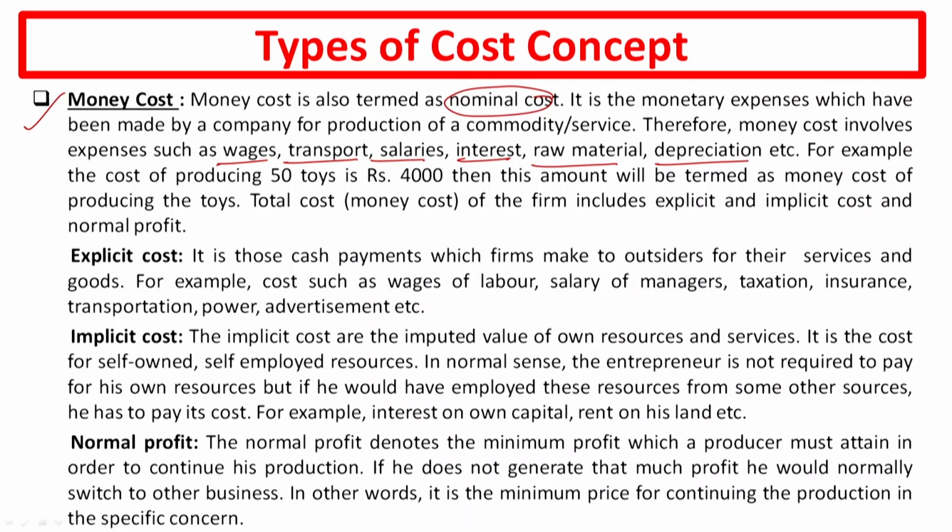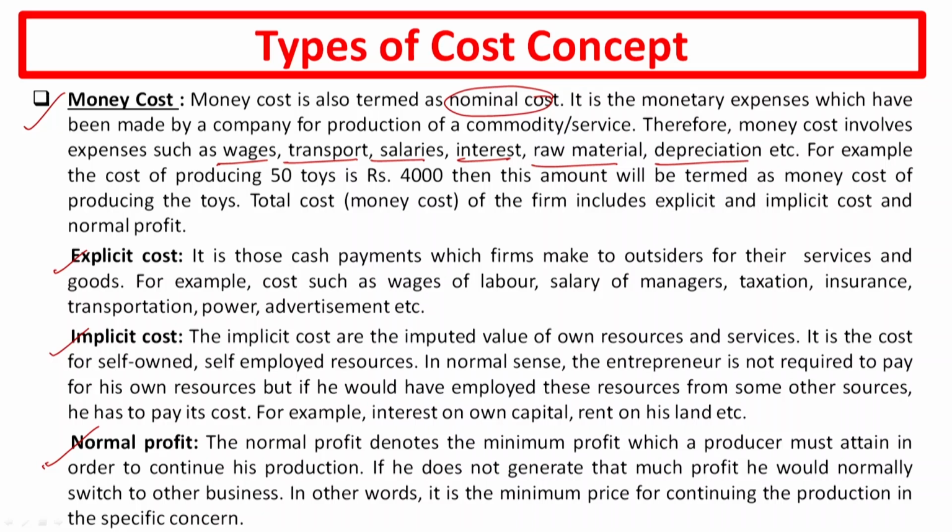Money cost includes explicit cost, implicit cost, and a portion of normal profit. Explicit costs are the costs which are paid by the organization to outsiders. That means it is the cost made to the external factors of production. These are explicit cost. For example, wages, interest, rent, these are explicit cost.